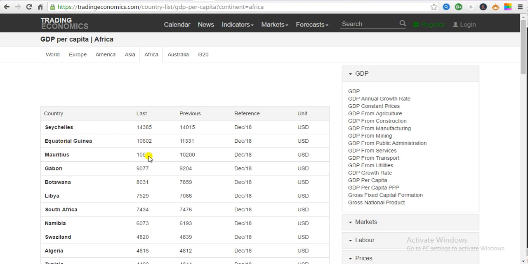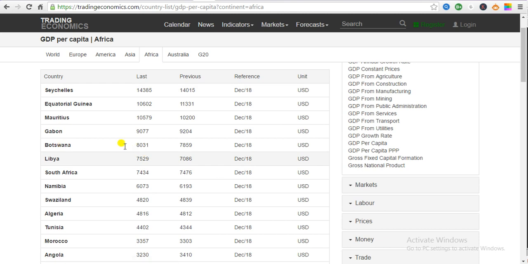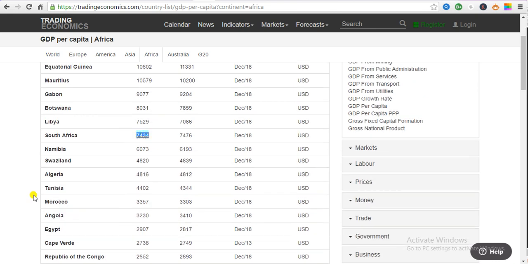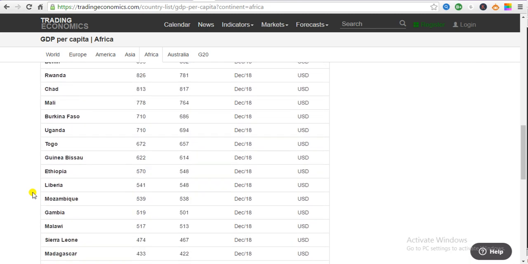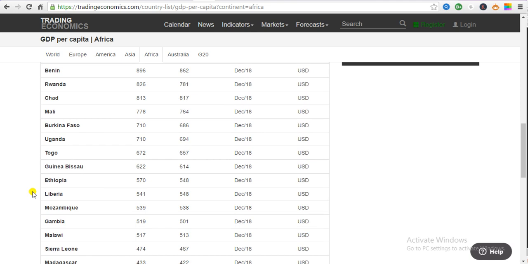And Equatorial Guinea 10,000, Mauritius 10,000, right? And then Botswana, one of the highest ranking, but one of the smallest economies. Very important. Libya 7,529, which is pretty good because of their economy. South Africa, one of the highest. But this is just in Africa exclusively. And the lowest would be.